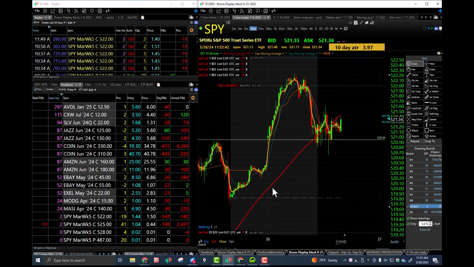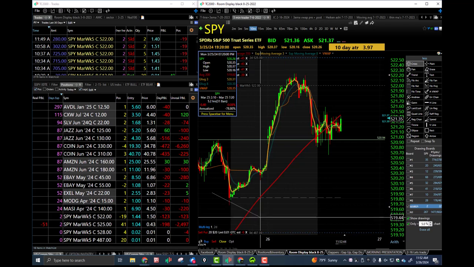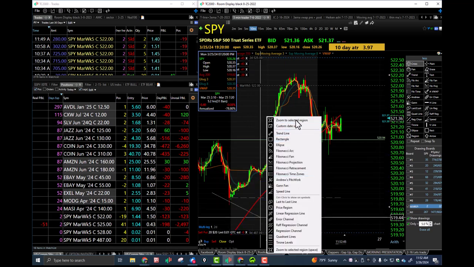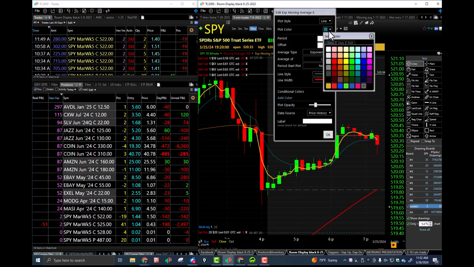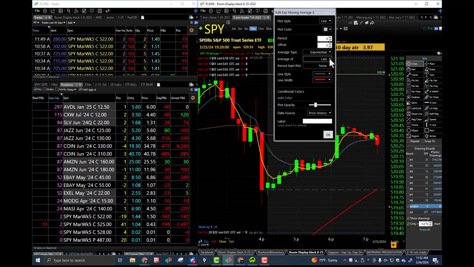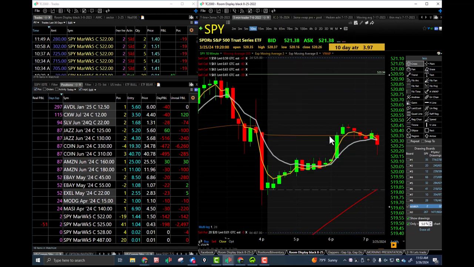Just going to move over. We had a 10-minute downtrend. I'm going to zoom into that region. This line right here, I should probably turn it to white because that's what you're used to. So let me just change that to white for a minute. Yeah, we'll crank it up. So we had a 10-minute downtrend.